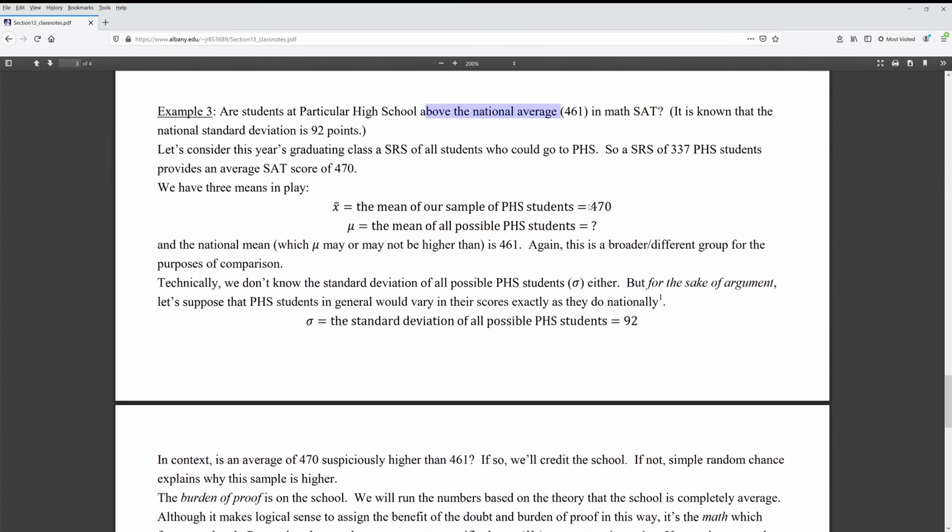Is 470 suspiciously more than 461? Maybe. Is 470 suspiciously different from 461? Maybe, but that wasn't the question. Is 470 suspiciously less than 461? No, of course not. A left tail, a less than alternative, is not even in play here.